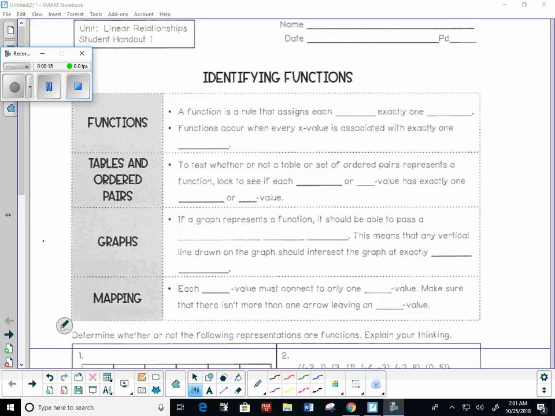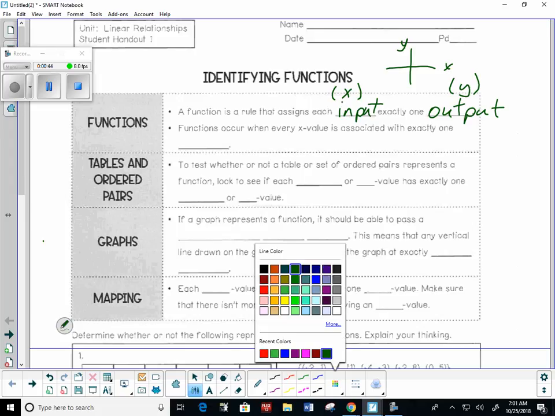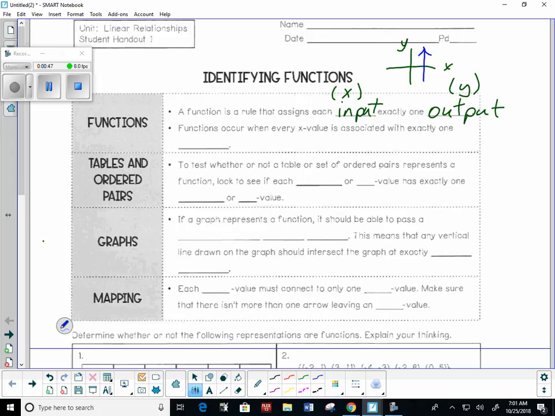A function is a rule that assigns each input, that's our x values, with exactly one output, which is our y values. Guys, remember when we made our graphs, our x and y coordinate plane, we have learned that if we have a vertical line that's undefined, that means it's not a function.